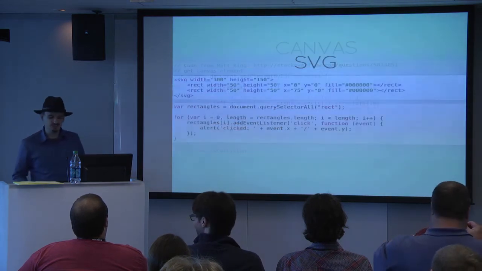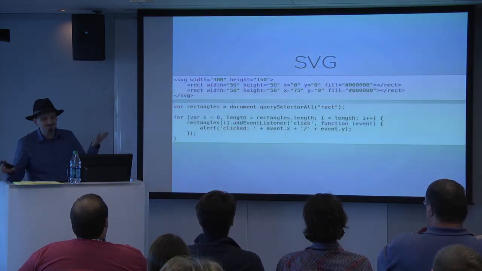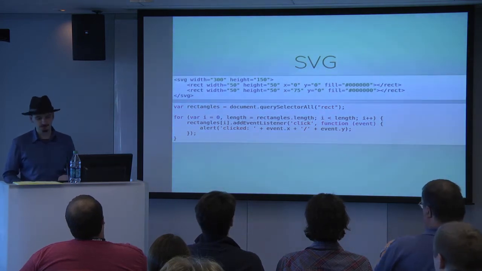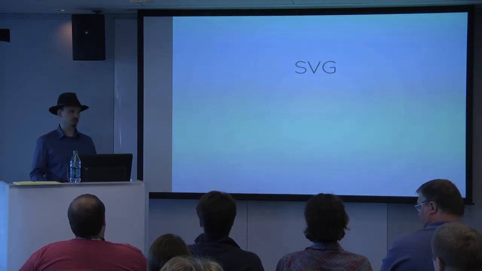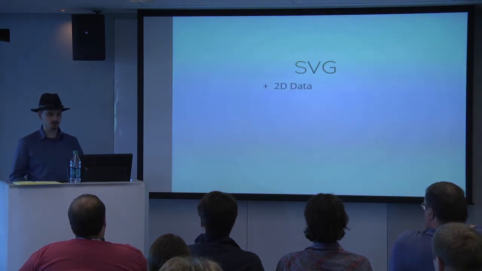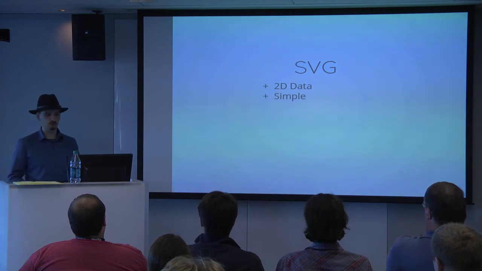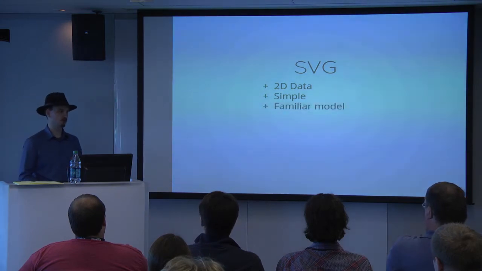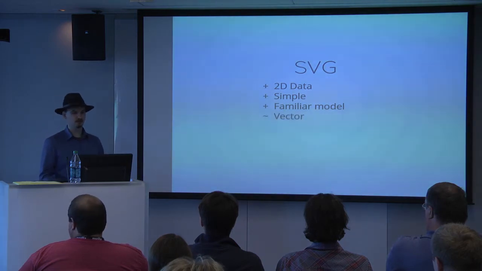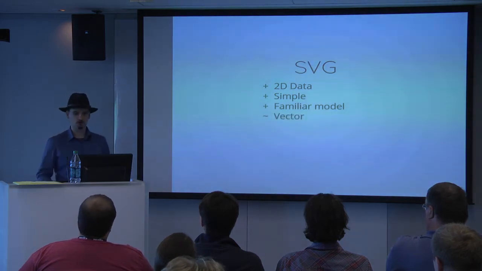Okay, here's the equivalent SVG example. So that was kind of a compelling thing for us. So what is SVG? Well, it's scalable vector graphics. It's designed primarily for working with 2D data. It's good for us. It's pretty simple, and the programming model for it is rather familiar. It's basically DOM manipulation, as you'll see later on. Now, it is vector, not necessarily good or bad, but worked well for our use case.